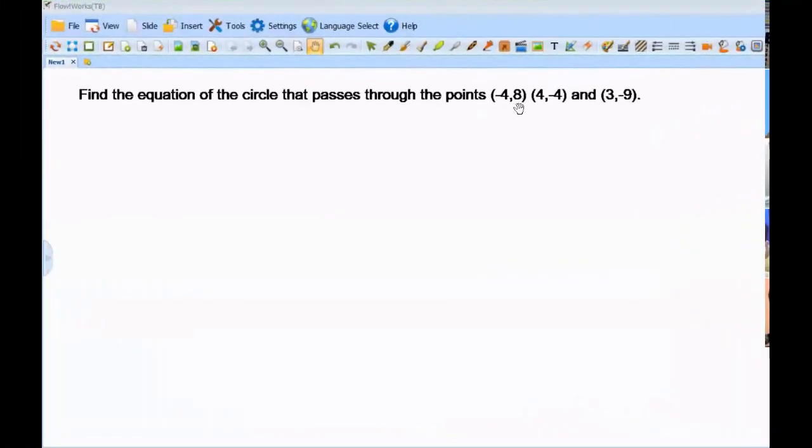The points are (-4, 8), (4, -4), (3, -9). So you are asked to find the equation of this circle. So the first thing to do is to write the standard equation of the circle: x squared plus y squared plus dx plus ey plus f is equal to 0. So take note and remember the steps.